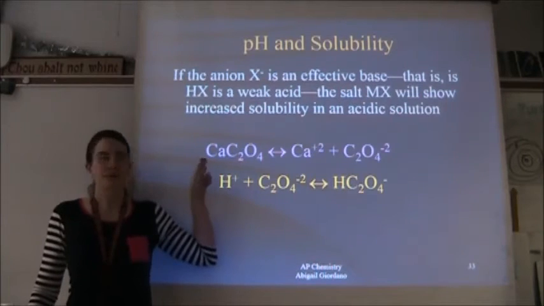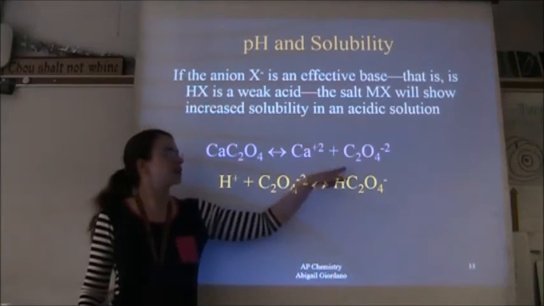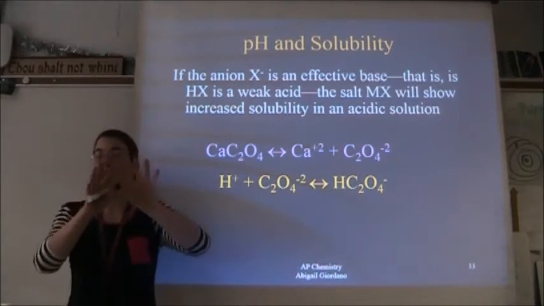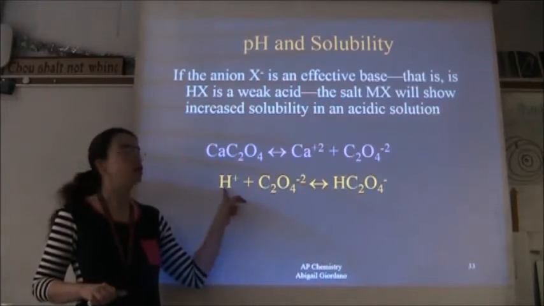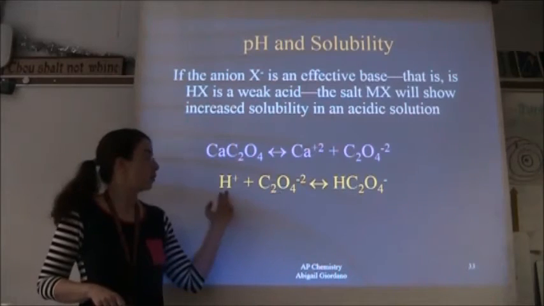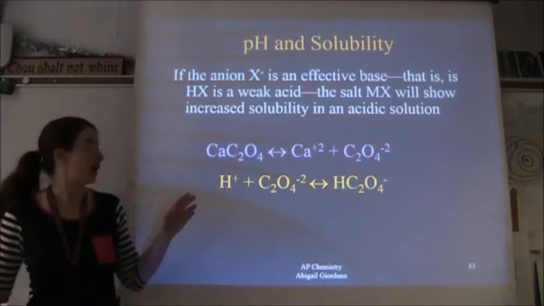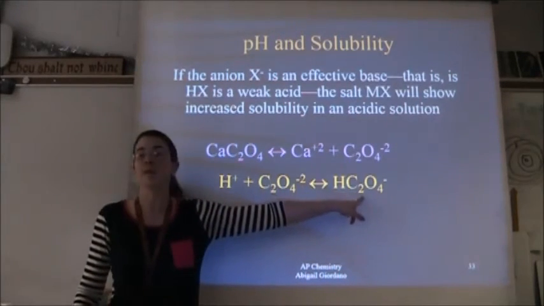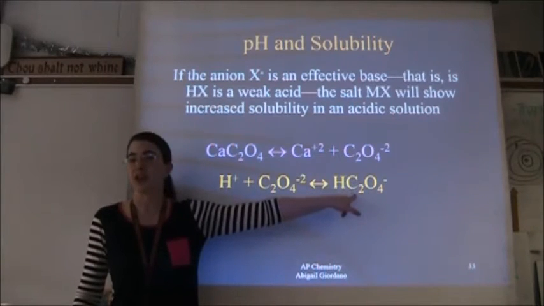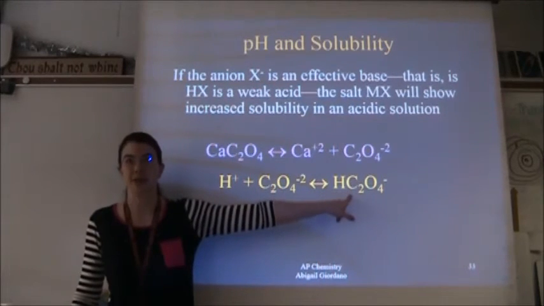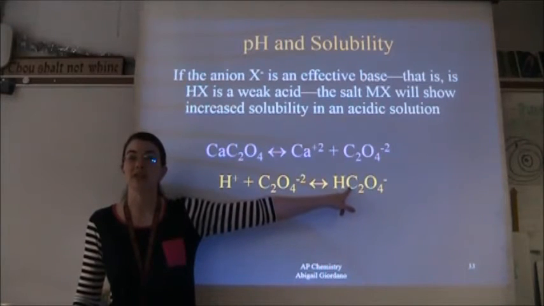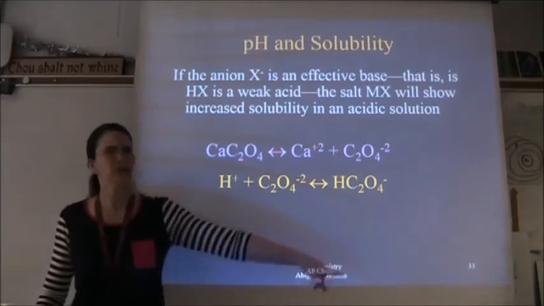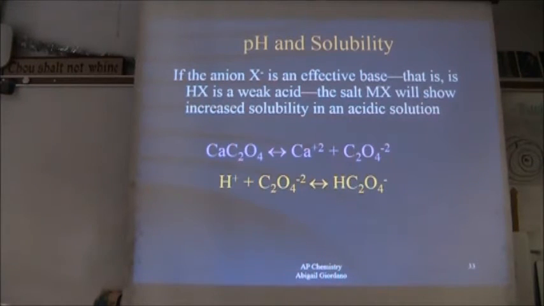Every time one of these oxalate ions is released from the solid, it is going to pair up with one of these H plus ions that's floating around, and it's going to form this. This, ladies and gentlemen, is an acid right here. Is that one of our strong acids? No. So it must be, okay, what does it mean to be a weak acid?